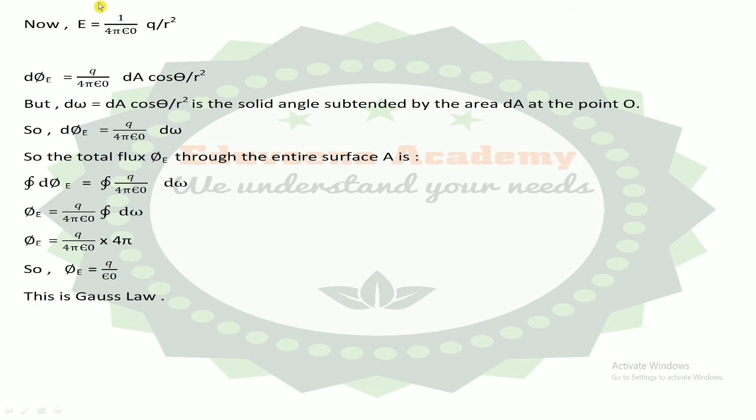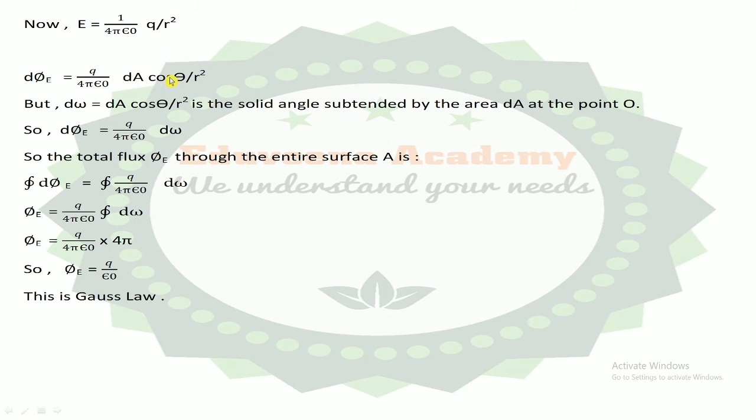E is 1 by 4 pi epsilon naught Q by R square. The charge at O was plus Q, and the distance between O and P is R. So E is equal to 1 by 4 pi epsilon naught Q by R square along OP, along R cap. So d phi is E dot dA, which means E dA cos theta. But d omega is equal to dA cos theta by R square, from the expression we obtained earlier.